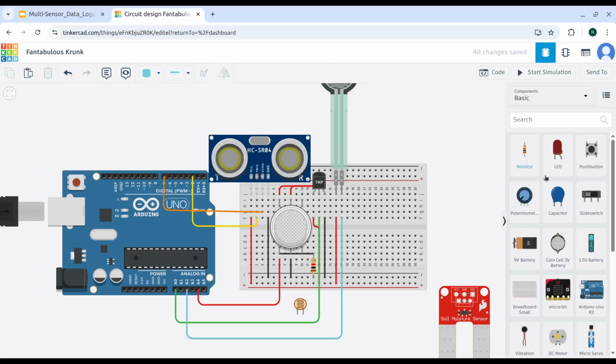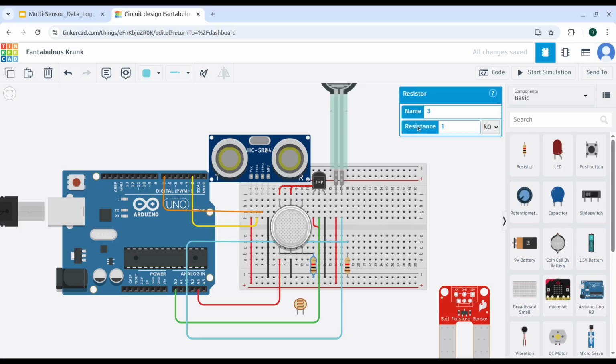And we need to connect resistor to this 8. So it should be 1 kilo ohm resistor. I forgot to tell that it should be 10 kilo ohm resistor. Okay, yeah. So force sensor connection done, temperature sensor, ultrasonic sensor done.